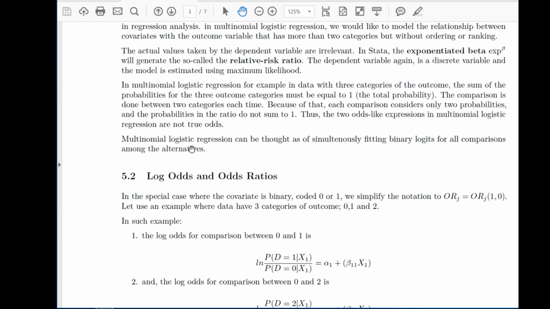And multinomial logistic regression is really doing binary logits for all comparisons simultaneously. All right, maybe you will think of doing separate binary logistic regressions, for example between group 1 and group 0, and then between group 2 and group 0, and between group 3 and group 0, right? So you do 3 separate binary logistic regressions. Yes, you can do that, but of course the much better way is to analyze them simultaneously, concurrently, and that can be done via multinomial logistic regression, right?